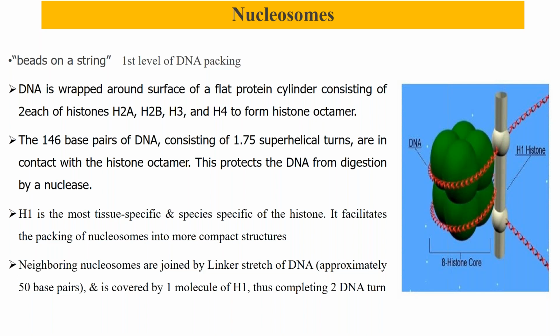H1 is the most common, most tissue specific. It facilitates the packing of nucleosomes into more compact structures. Neighboring nucleosomes are joined by a linker stretch of DNA, which is approximately 50 base pairs and is covered by one molecule of H1, thus completing 2 DNA turns.